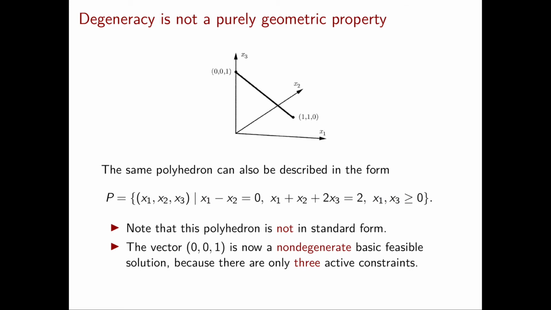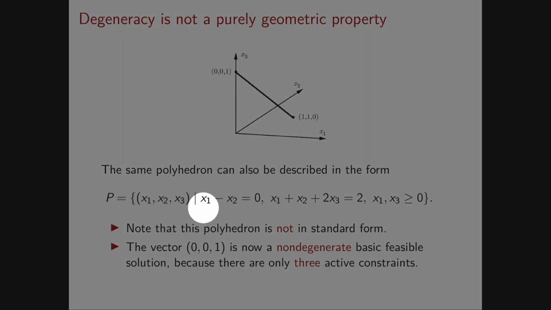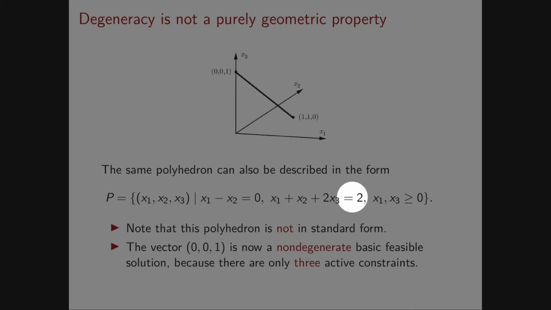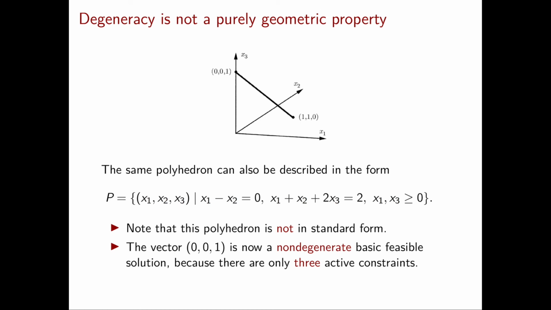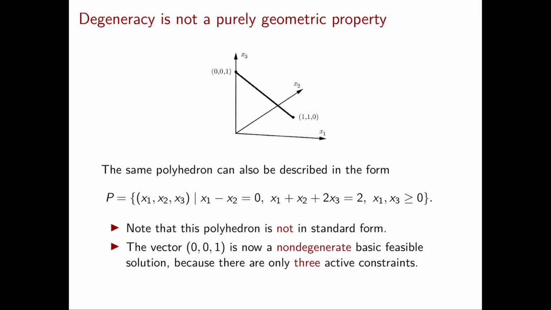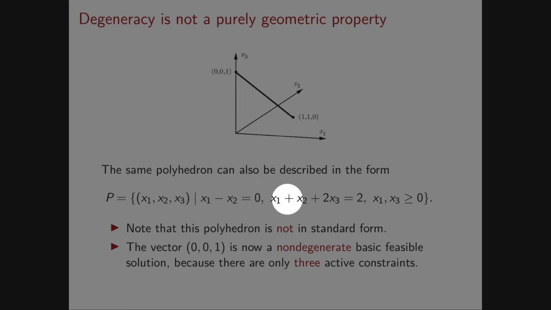Now let's get to the next way of writing the same polyhedron P with a different system of linear constraints. Now P can be written as the set of points in R3 that satisfy x1 minus x2 equal to 0, x1 plus x2 plus 2x3 equal to 2, and x1, x3 greater than or equal to 0. The first thing to notice is that this is exactly the same description as before, we just dropped x2 greater than or equal to 0. You should check that indeed the set of points that satisfy this new system is exactly the same old polyhedron P that we have in the picture here.